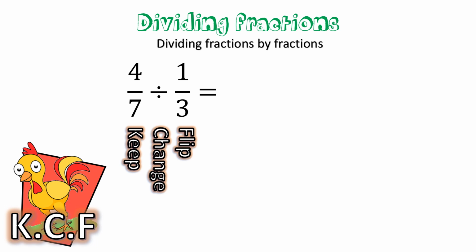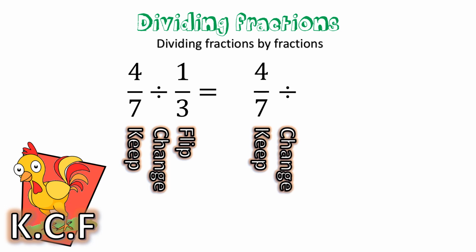That means I'm going to keep my 4/7. I'm going to look at the operation, and I'm going to change my division to a multiplication. And I'm going to look at my last fraction, which is 1/3, and I'm going to flip it to 3/1.